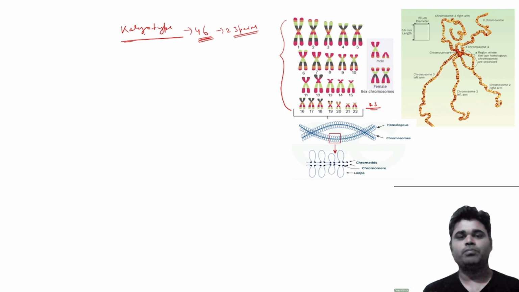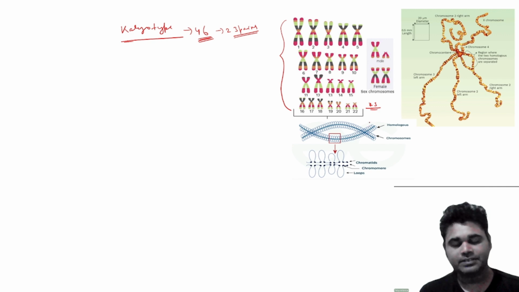That means the complete set of the chromosomes of any organism is called the karyotype, and you can say that this is the karyotype of the human being, because in the human being the 23 pairs of chromosomes are present. So how is the karyotype formed?